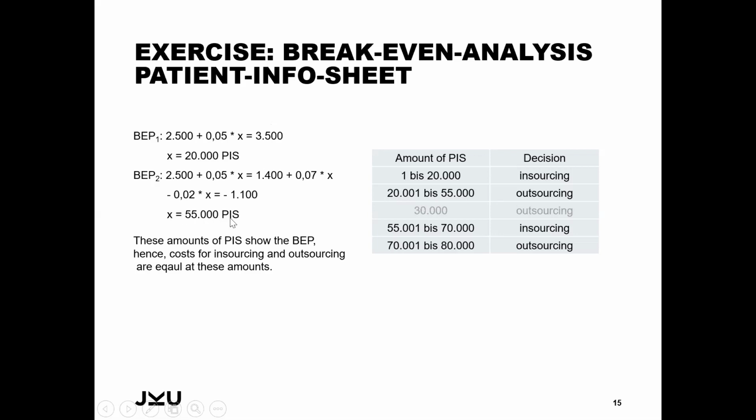55,000 again is a break-even point. It doesn't really matter. And from 55,001 patient information sheets till 70,000, insourcing is cheaper again. Why until 70,000? Because our machine can't handle more per week. So there we have a constraint and a limitation. So we are limited with 70,000 patient information sheets. Therefore, obviously, thereafter, 70,001 until 80,000, we have to outsource, not because it's cheaper, but because we can't handle that.